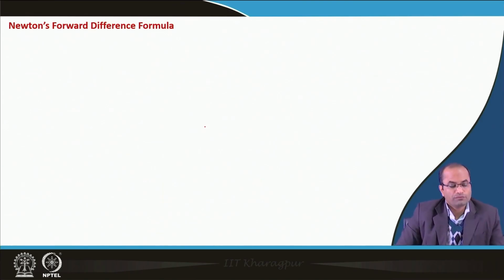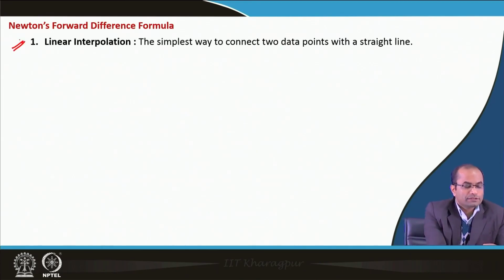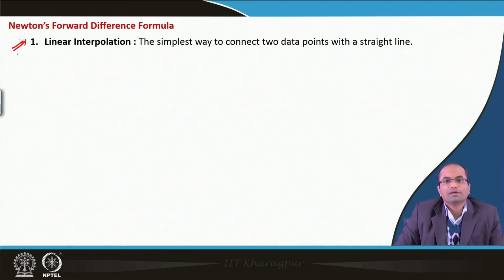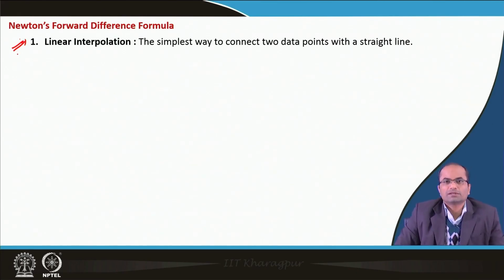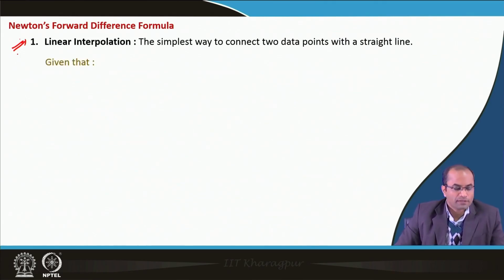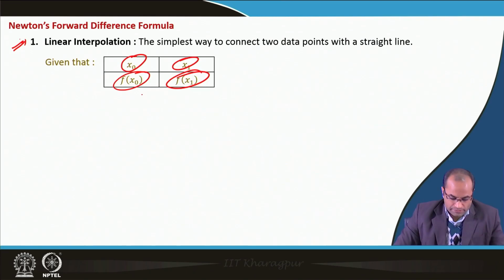Coming to the Newton's forward difference formula, we will discuss first the linear interpolation case, a very simple one. When two data points are given, we can connect them through a line. Then we will go with the quadratic one, and then we can generalize for n plus 1 or n given data points. So, this is the simplest way to connect two data points with a straight line. So, given data, suppose we have this x naught, we have f x naught and x 1, and we have f x 1.